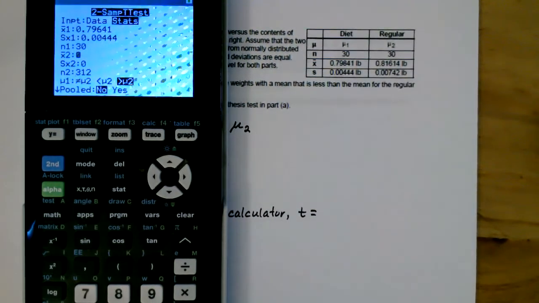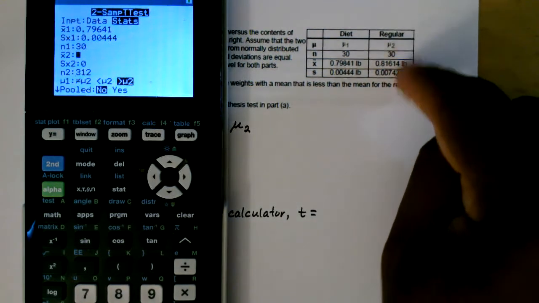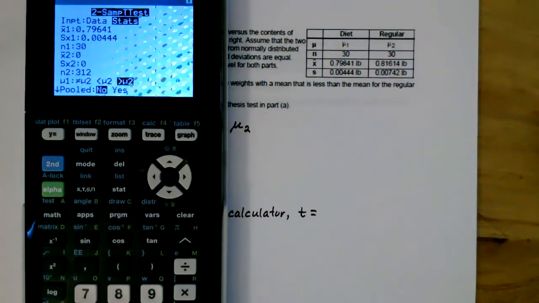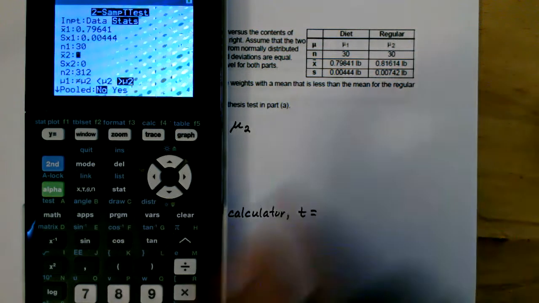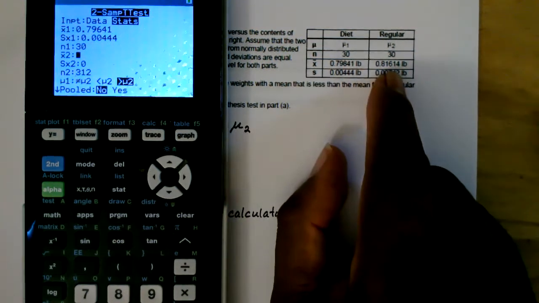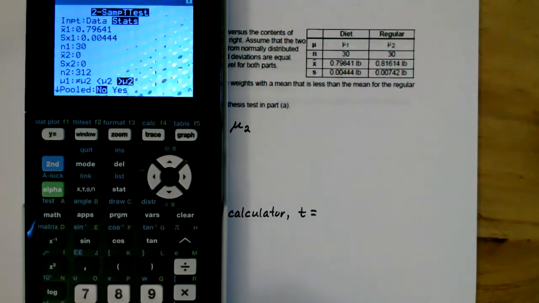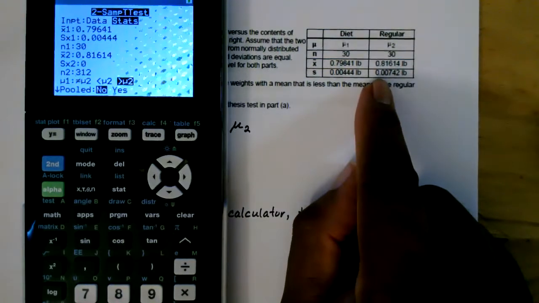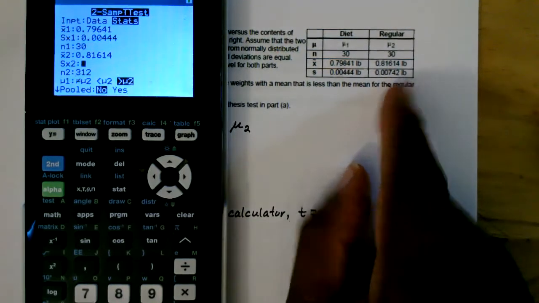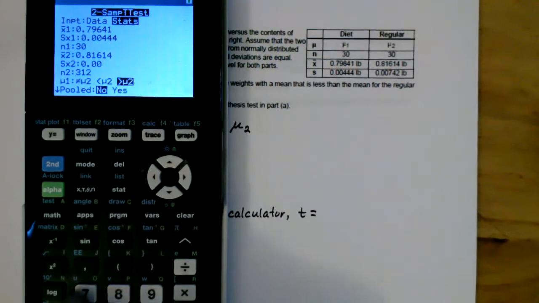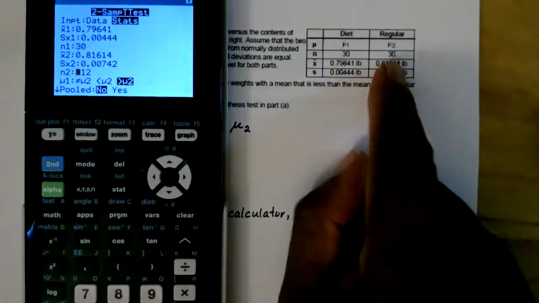And then x̄2, Sx2, and n2 would be this column, which is for the regular cola. So x̄2, the mean for that, would be 0.81614. And then go down to the standard deviation, Sx2. That will be this number, 0.00742. And then n2 will be 30.